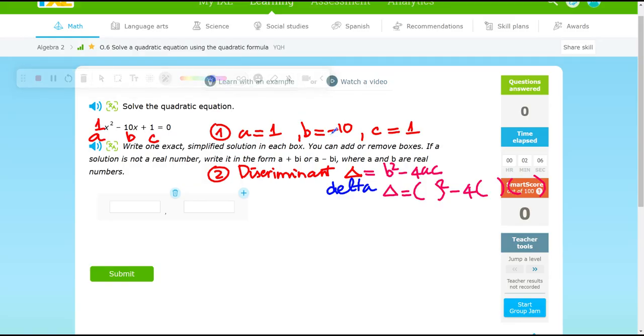B is right here, B is negative 10. A is number 1 right here. And then C is also number 1. So now we come out, delta equals negative 10 squared, that's 100. Negative 4 times 1 times 1 is negative 4. It becomes 96.